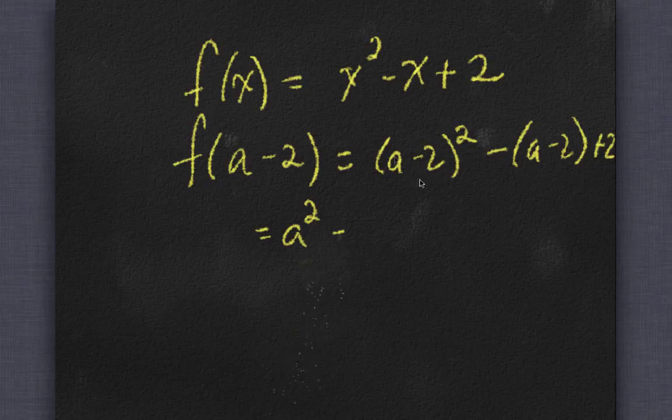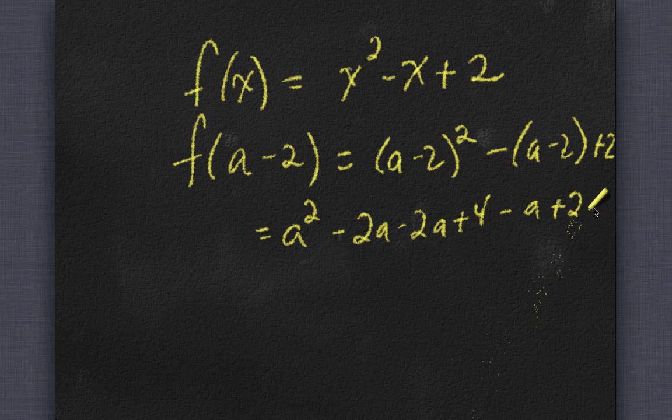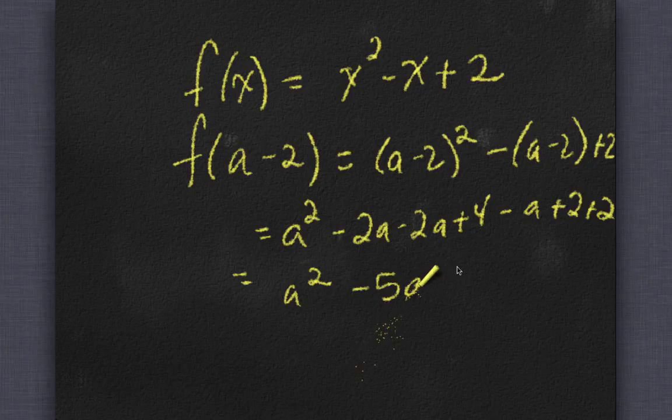So then we would distribute out so that we can combine like terms. So I distributed the negative also. So I have a squared minus 4a plus 4, minus a plus 2, plus 2. And that about wraps up functions.